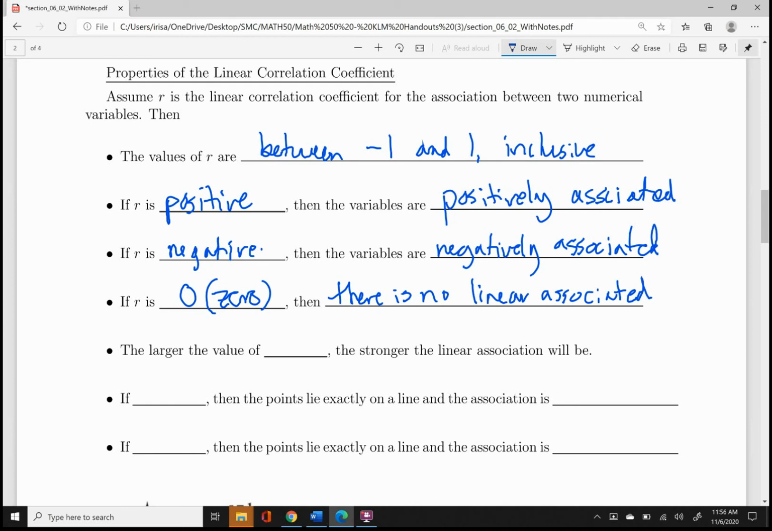Next bullet, it says the larger the value of R inside of some absolute value bars, so the absolute value of R, then the stronger the linear association will be. So let's say that you have an R value of -0.99999. Well, the absolute value of that would be 0.99999, and that's a very high number in regard to all of the numbers that are possible for R within the range of values that it can take on between -1 and 1. So we would say in that case it would have a strong negative association.